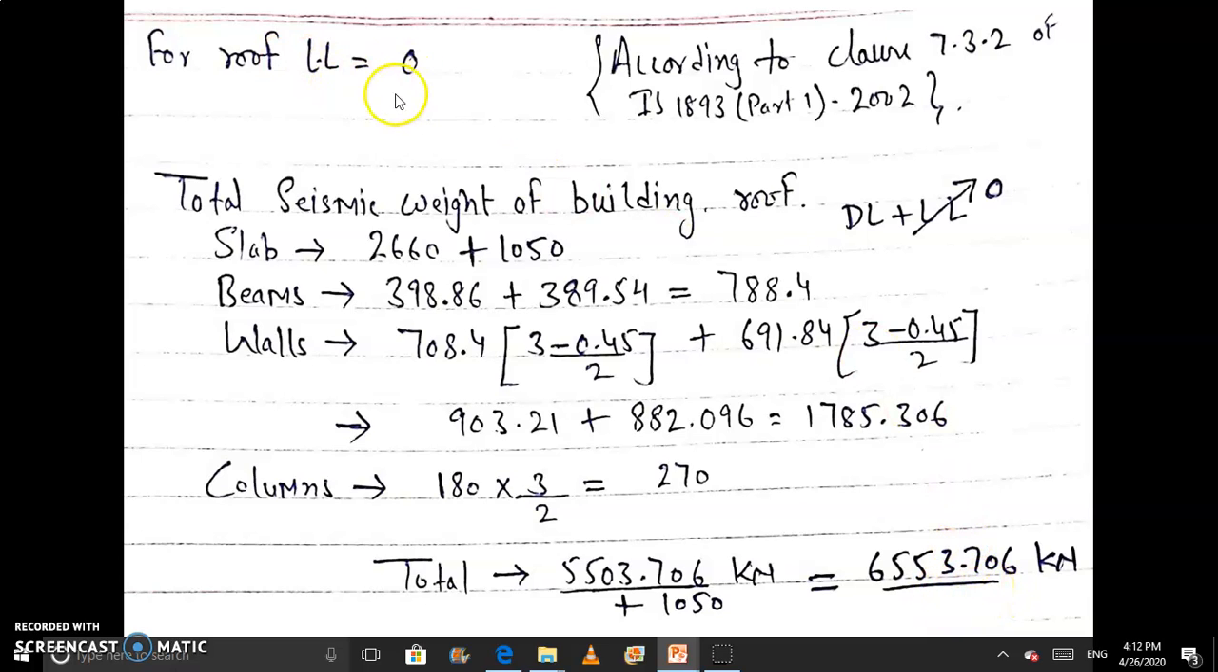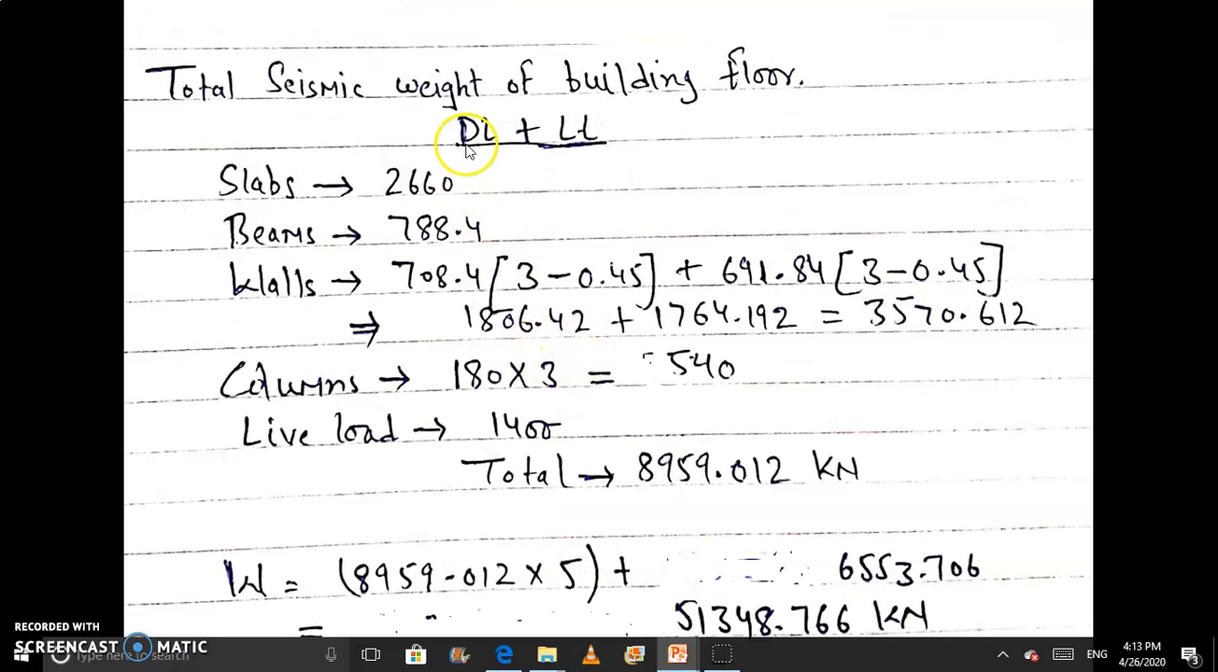Here the live load is 0, because according to IS 1893 part 1 2002 clause 7.3.2, in seismic weight calculation we do not include the live load on the roof. That's why here we take the roof live load equal to 0. Now we have to find the seismic weight for a building floor. Same formula we use here, dead load plus live load.